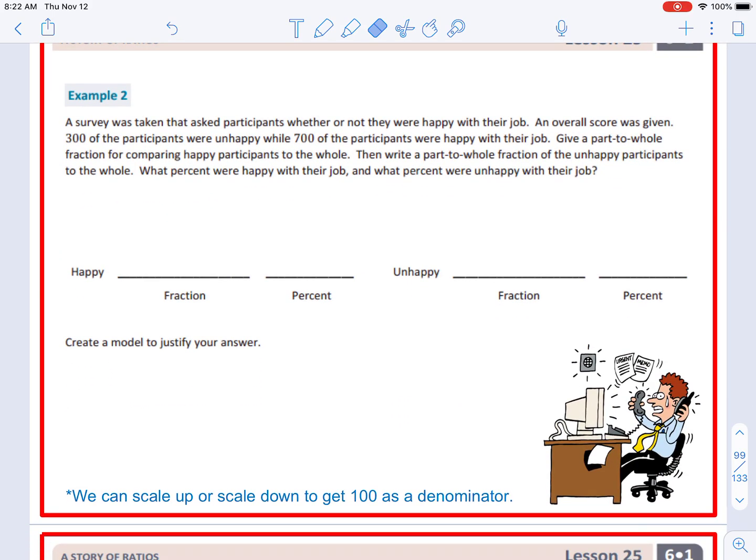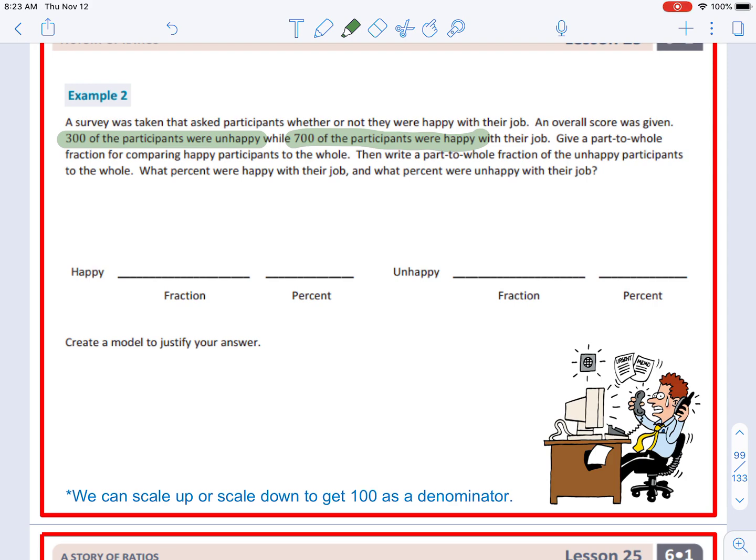Example 2 says a survey was taken that asked participants whether or not they were happy with their job. An overall score was given. 300 of the participants were unhappy, while 700 of the participants were happy with their job. Give a part-to-whole fraction for comparing happy participants to the whole. Then write a part-to-whole fraction of the unhappy participants to the whole. What percent were happy with their job and what percent were unhappy with their job?